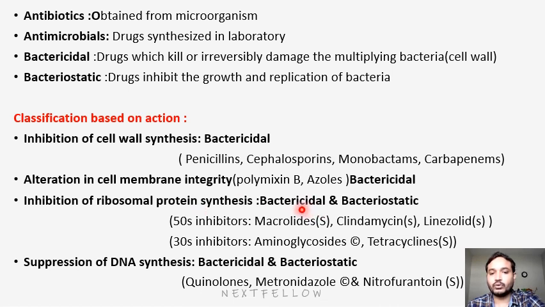That's why they will be both. These drugs will have bactericidal and bacteriostatic activity. If they are inhibiting the 50S ribosomal subunit, examples will be macrolides. It is a static drug. Clindamycin is also a static drug. Linezolid is also a static drug. If it is inhibiting the 30S ribosome, it is an aminoglycoside, which means it is a cidal drug. Tetracycline is a static drug.